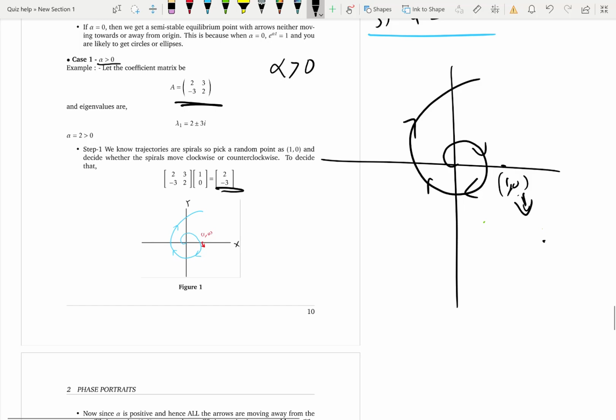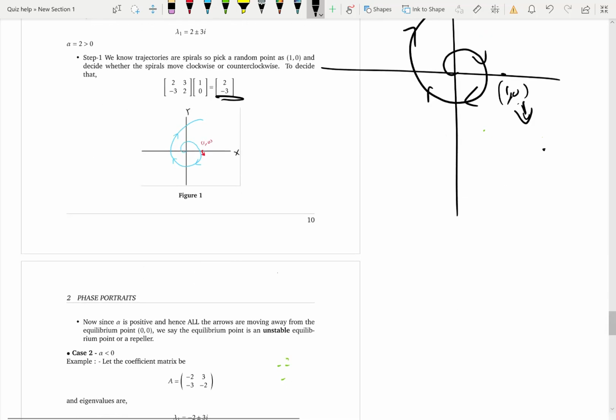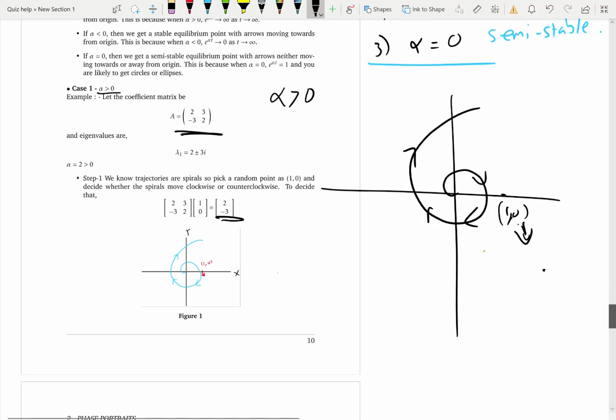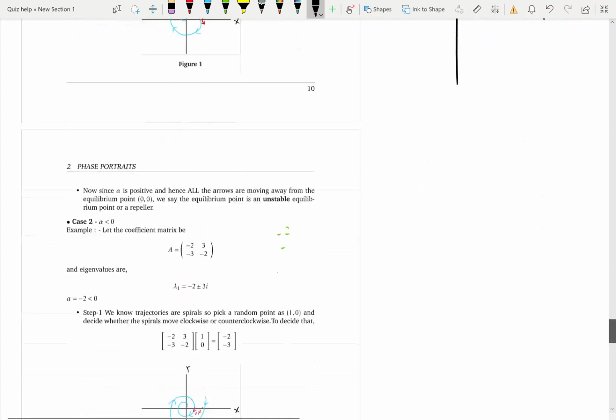Important things you need to remember: when alpha is positive, arrows are moving away, then decide the orientation, and then you can get the shape of the spiral. Decide whether it's clockwise or counterclockwise. Here it's clockwise, and since alpha is positive, this is an unstable equilibrium point.